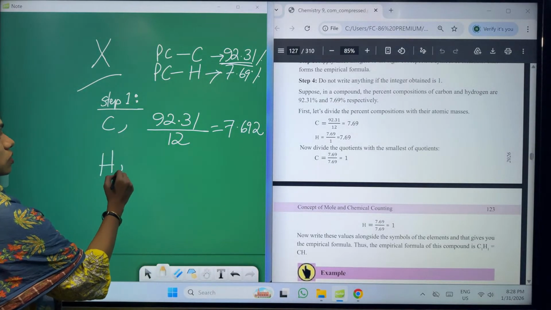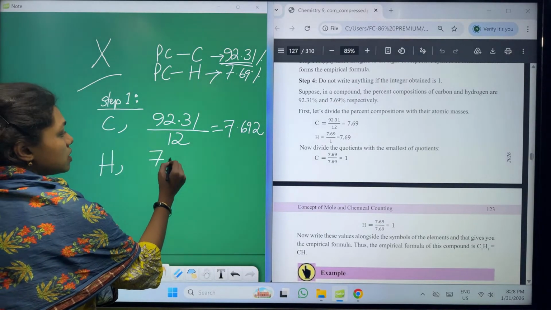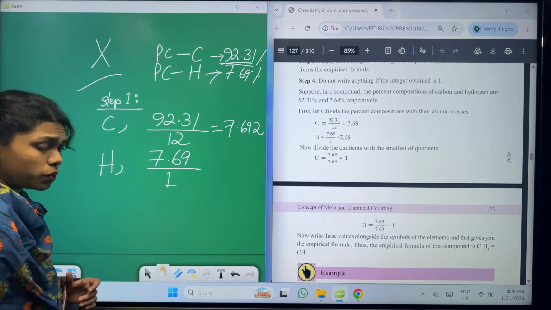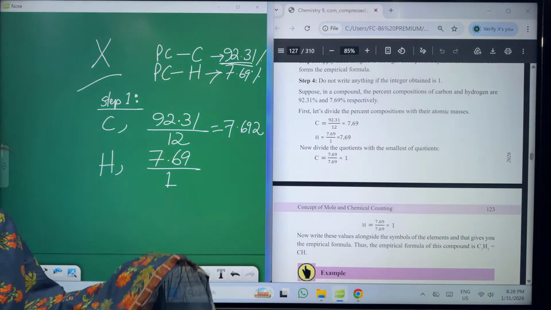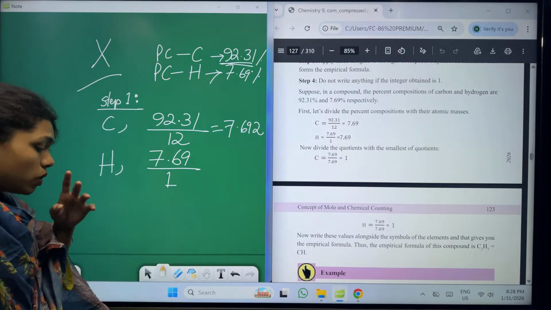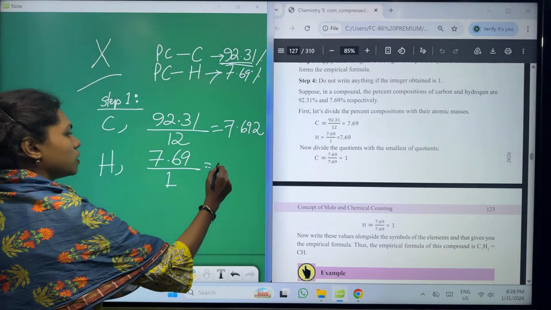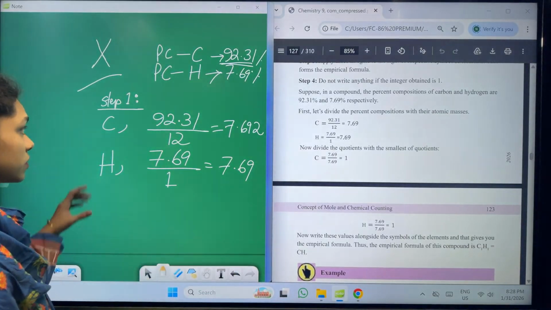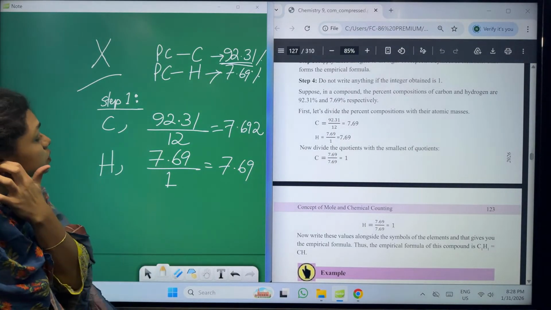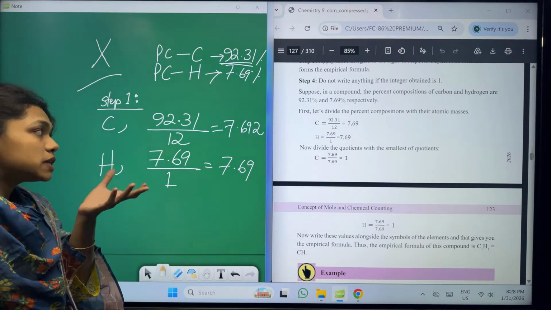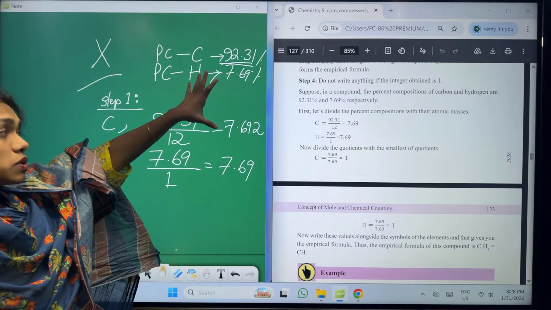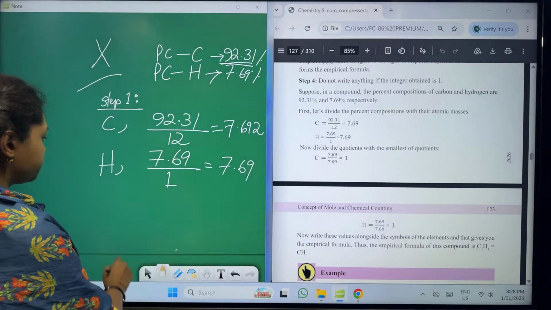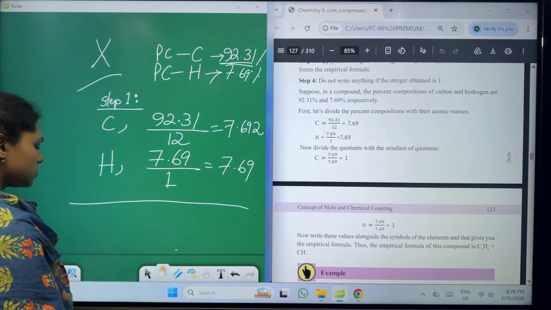Similarly, for hydrogen, this value will be 7.69 divided by 1. Once again, where did we get that 1 from? From the periodic table. This 1 is the mass of 1 mole of hydrogen atoms. So 7.69. This is step 1. Once again, step 1 is dividing only the magnitude of the percentage composition by the atomic mass of those individual elements.